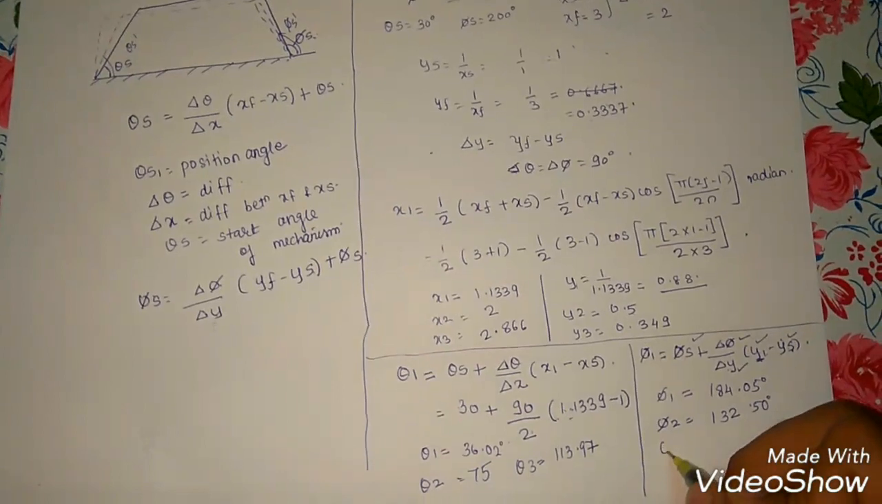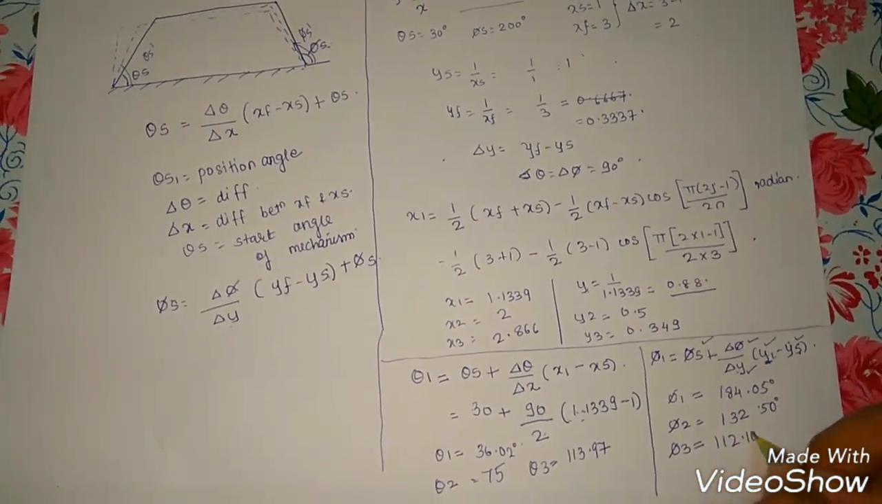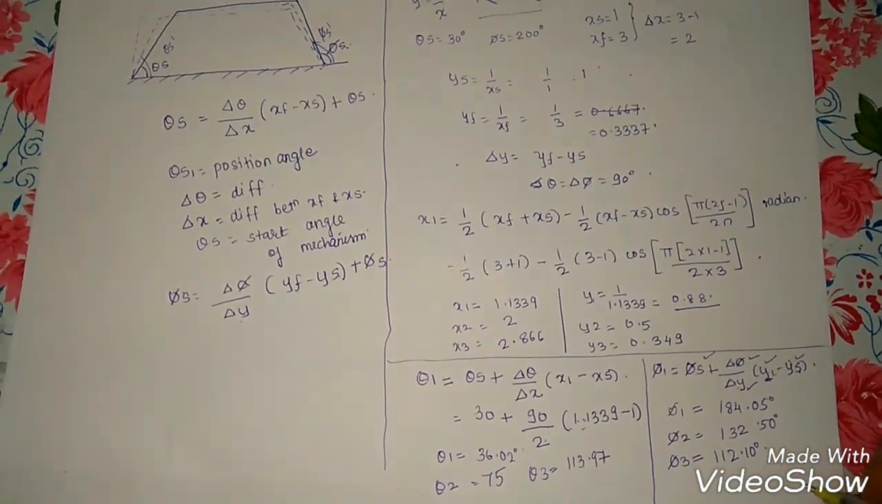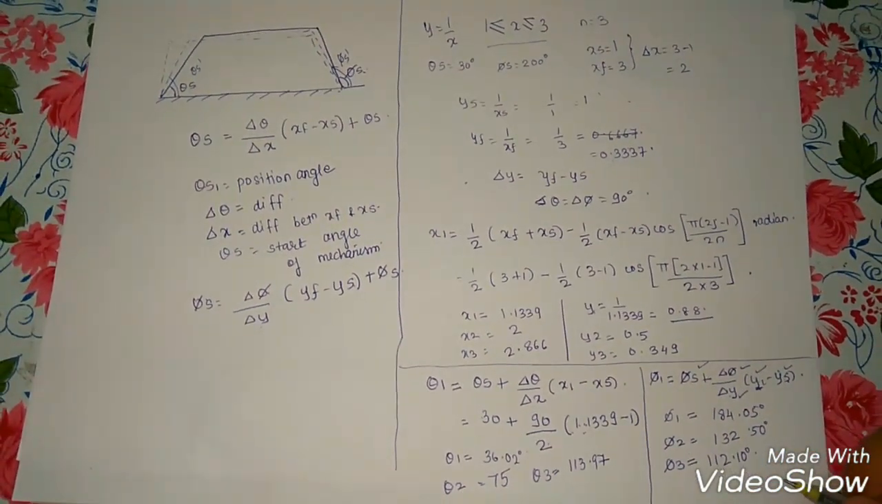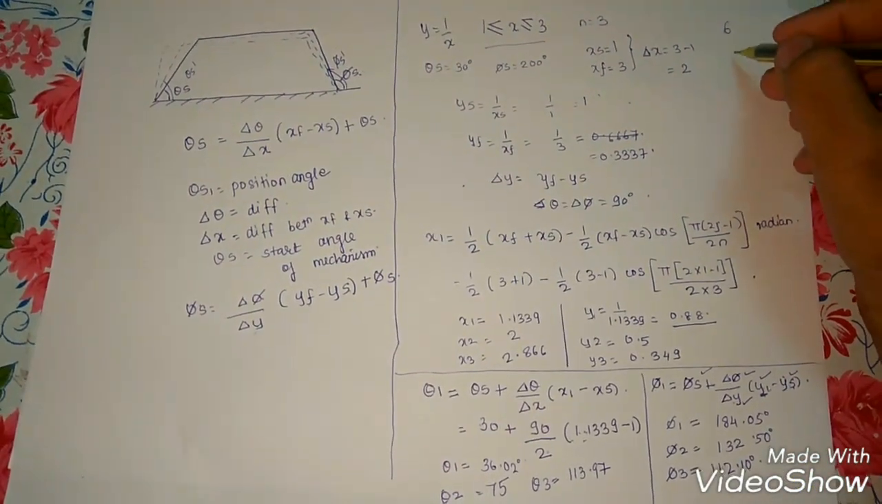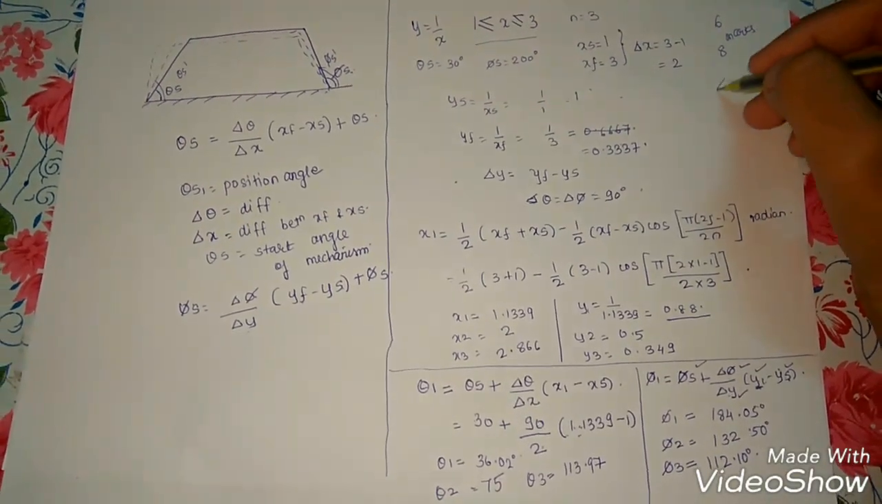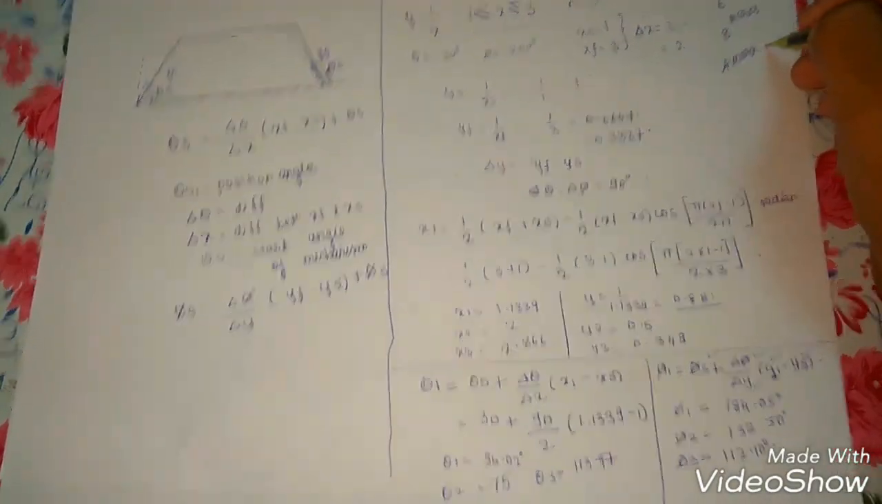132.50 degrees. Phi 3 is equal to 112.10. So this is it for the Chebyshev spacing and the angles, and this numerical might carry 6 or 8 marks in your examinations along with a 4-mark theory question.